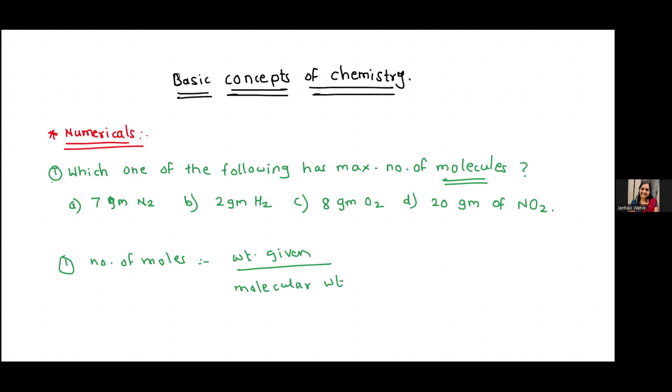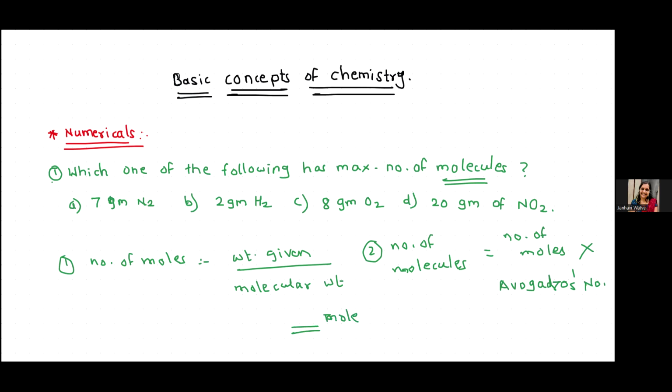And the second very important formula is for number of molecules, which we have been asked. Number of molecules is number of moles multiplied by Avogadro's number. So these are the two formulas we will need while solving this numerical. Number of moles, definitely we will get a value and the unit will be mole. And to convert them into molecules, we will need this formula, number of moles into Avogadro's number.